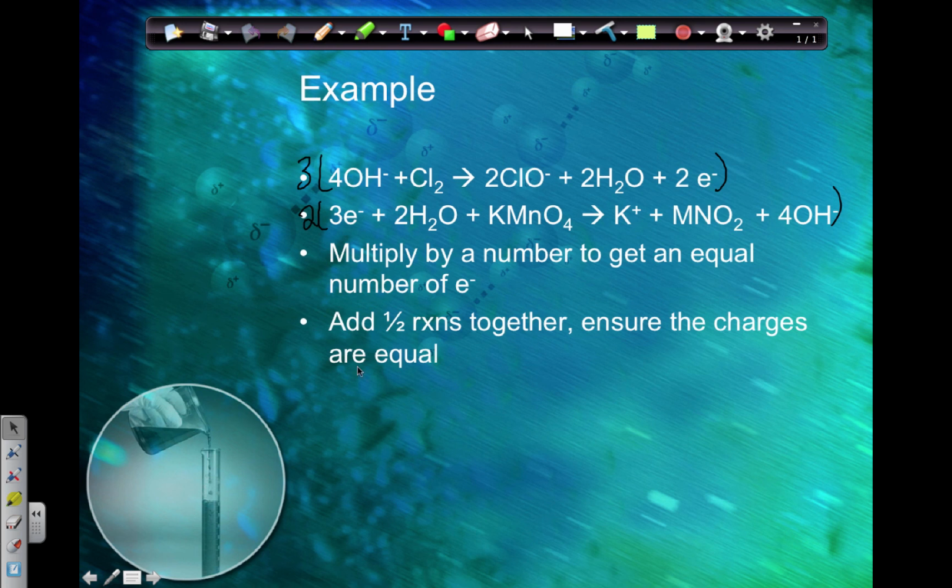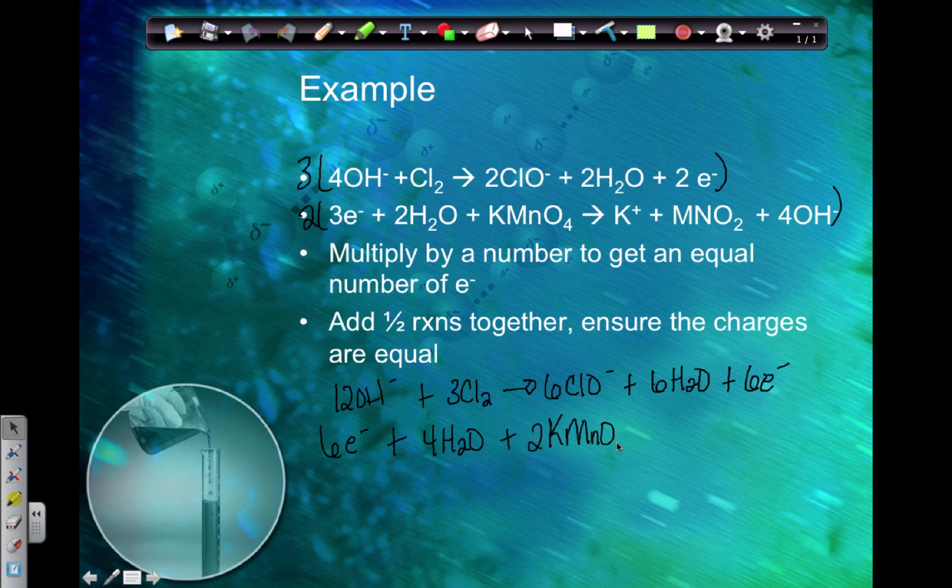So I'm going to multiply this one by 3, so that's going to be 4 times 3, 12 hydroxides, plus 3 chlorines produces 6 of these, and 6 waters, and also 6 electrons. All right, so now 2 times 3 will give me 6 electrons, plus 4 waters, plus 2 potassium permanganates, and 2 potassium ions, 2 of these, and 8 hydroxides.